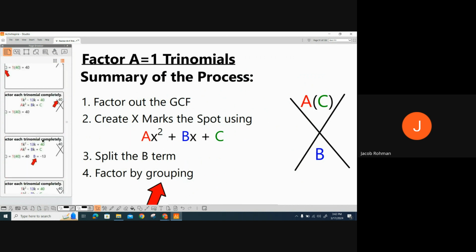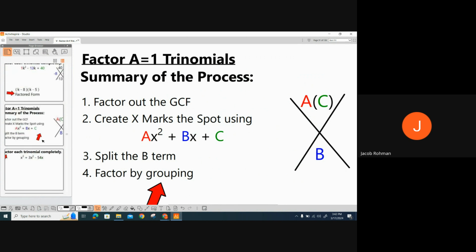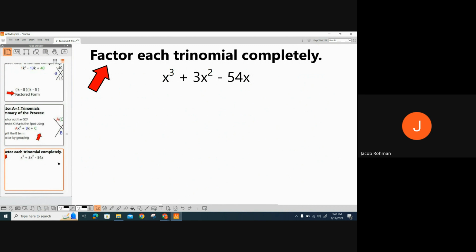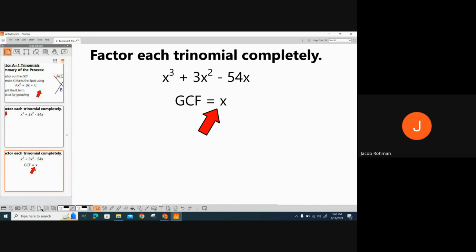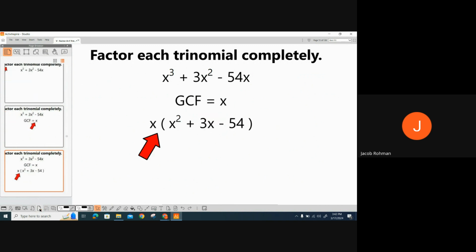So let's go ahead and look at an example where we're going to use the GCF to start with. Here, factor the trinomial completely. So again, we're looking to get it into factored form. But here we notice that the GCF of all three terms is x. So we're going to go ahead and factor that out. So x on the outside, and then inside we still have a trinomial, x squared plus 3x minus 54. Well, this trinomial we can still factor further into a product of binomials.